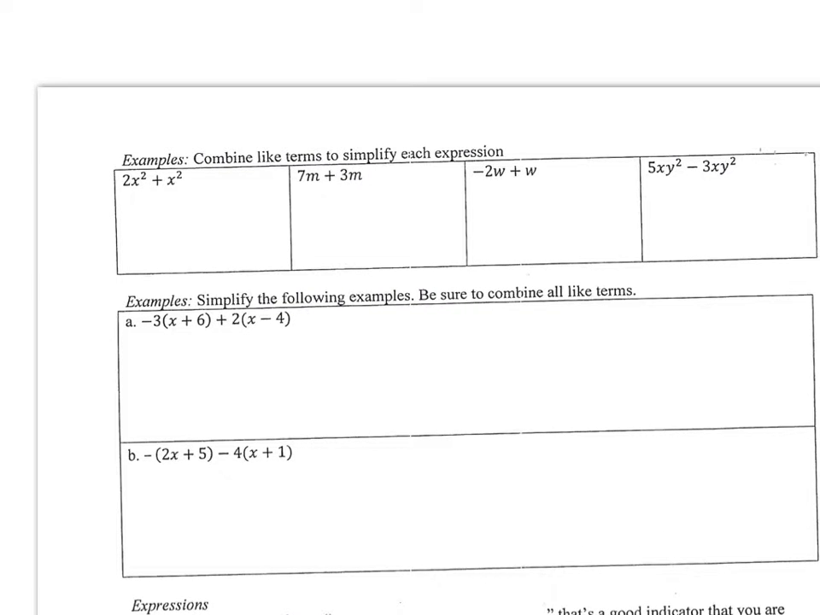So we're going to simplify by combining like terms right here. So if you have, these are like terms because they both have x squared. So 2x squared plus, I'm actually going to write a 1 in front of here, 1x squared is 3x squared. So you add the coefficients and you keep the exponents and the variables the same. So 7m's plus 3m's is 10m's. Negative 2w plus 1w is negative w. 5 minus 3 is 2xy squared.